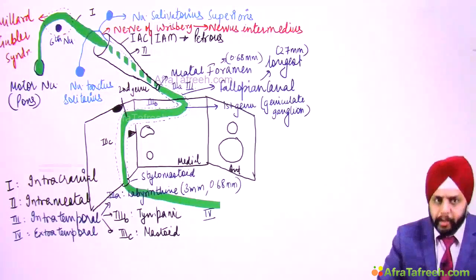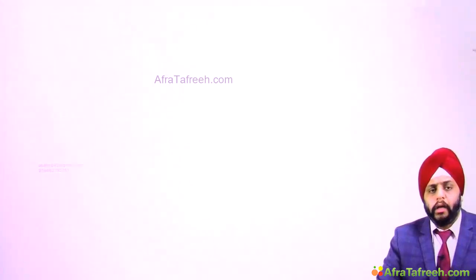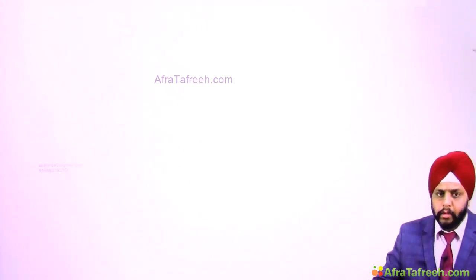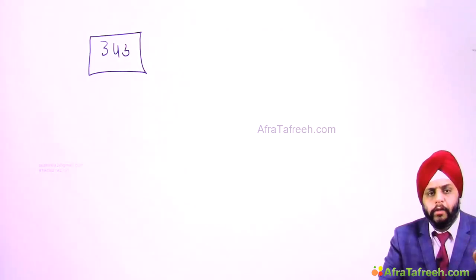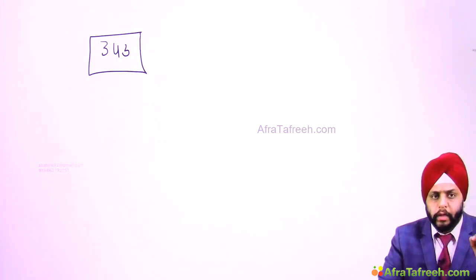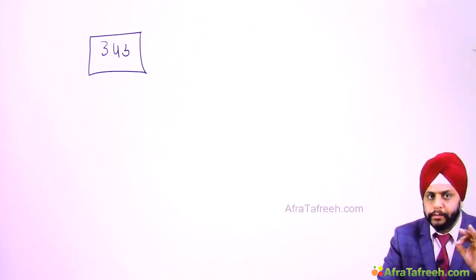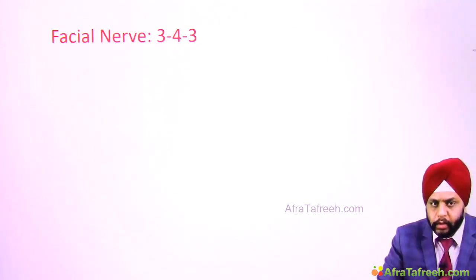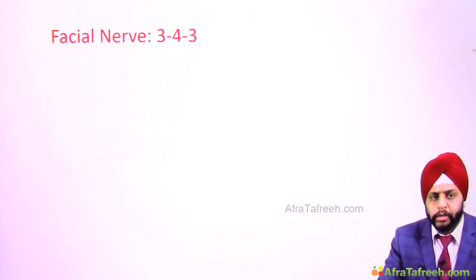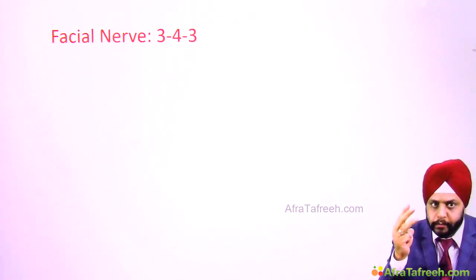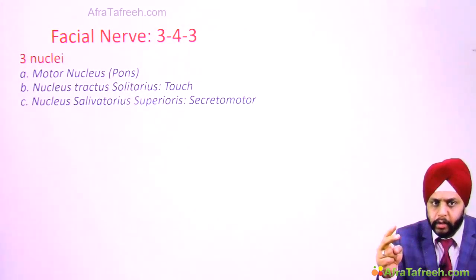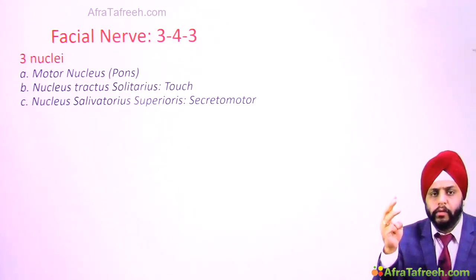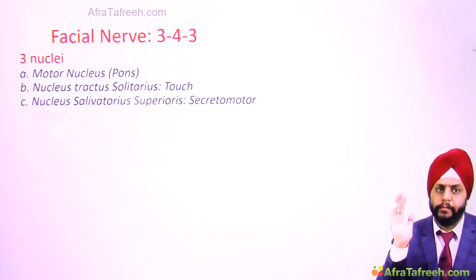Now same way I call the dance of the facial nerve 3, 4, 3. The anatomy of the facial nerve can be learned by the sequence. The dance sequence is 3, 4, 3. So what is this anatomy 3, 4, 3? Now 3 are the nuclei. Which 3 nuclei? Motor nuclei in pons, nucleus tractus solitarius, that is for taste, and nucleus salivatorius superioris, that is the secretomotor nuclei.